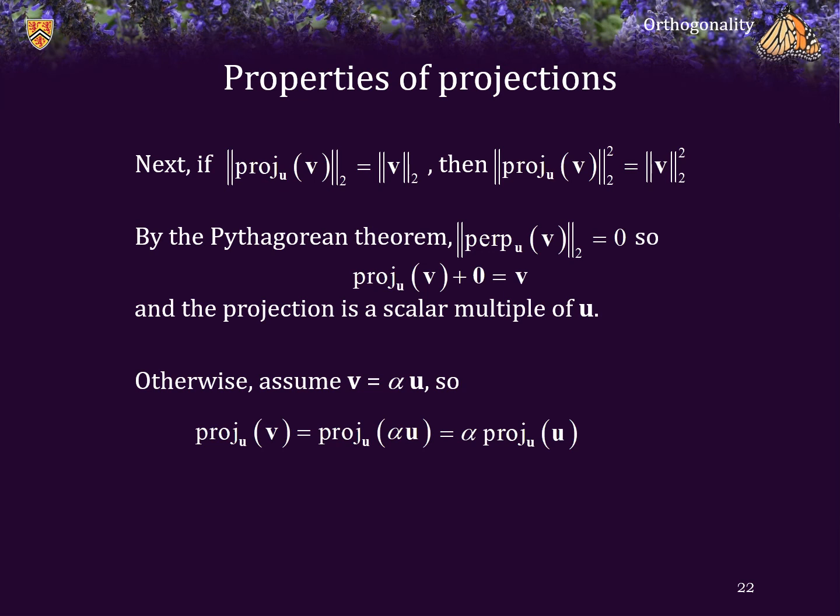Well, wait a second, that's just that, and the numerator and denominator cancel, they're equal, and so that's just equal to alpha times u, which is equal to v. Therefore, we're finished.